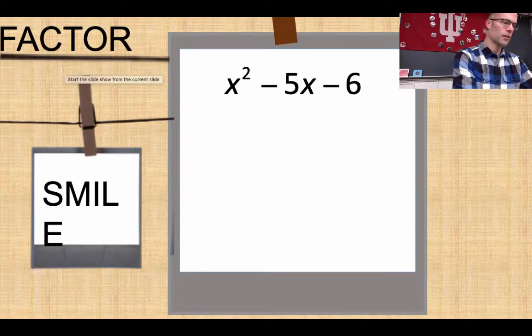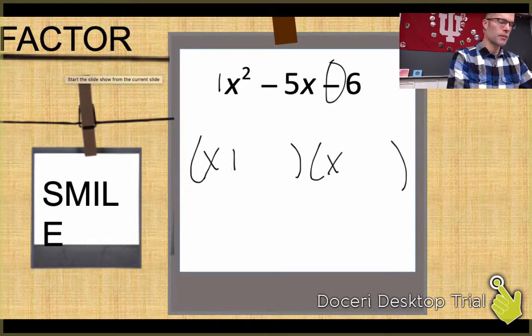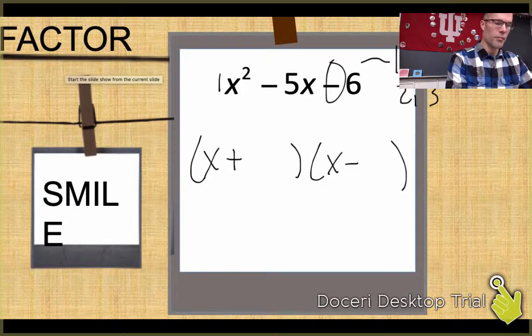Alright, take a look at this one here. So my a value is 1, so when I set my skeleton, I know I'm going to have a 1x and then a 1x. The c value sign is negative, so that means my signs are opposite, 1 positive, 1 negative. And now for 6, you've got 1 and 6, and you've got 2 and 3. Now really, both of those will give us negative 5. But to use 2 and 3, it would have to be negative 2 minus 3. So both of them would have to be negative, and that's not the case. So it has to be 1 and 6.